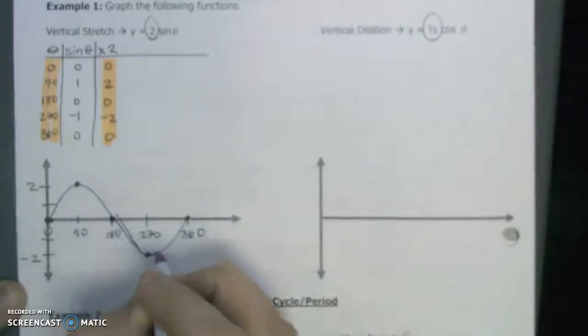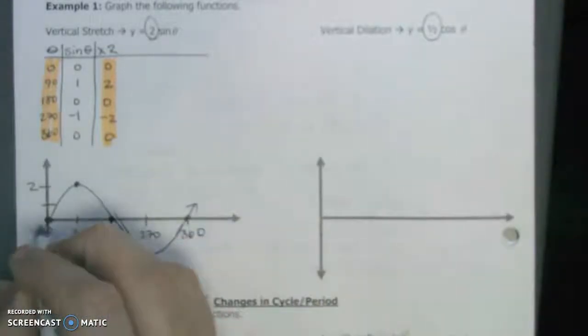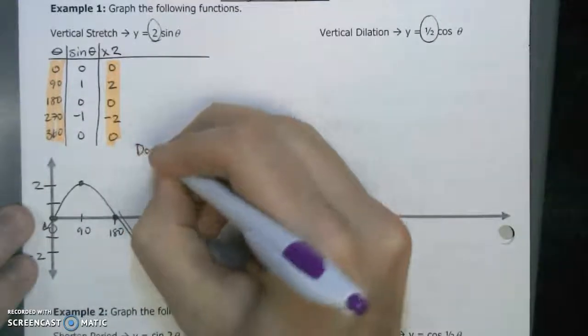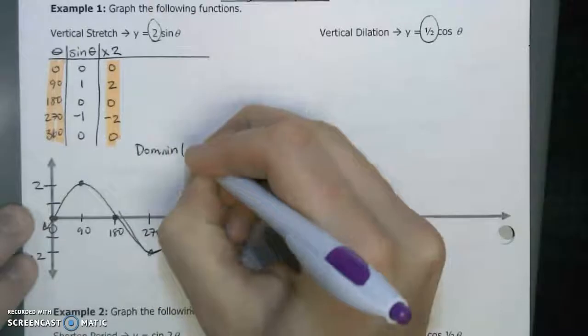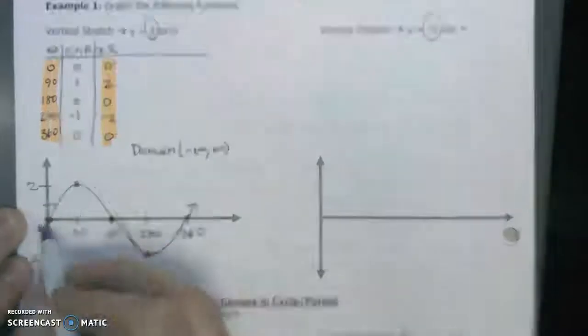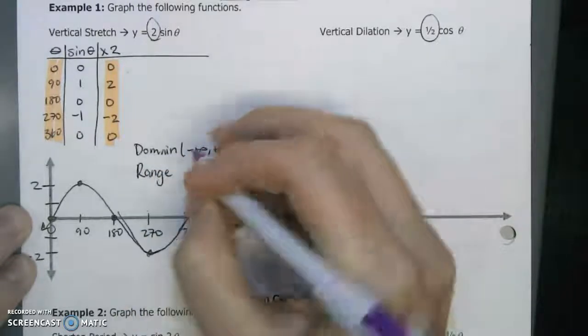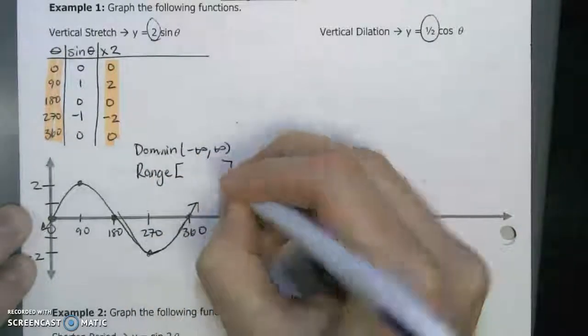Make that not ugly. Put arrows on the end, and let's quickly go ahead and state our domain and range. Domain is negative infinity to infinity because there are arrows on the end. And remember, domain is left and right. Range is up and down.